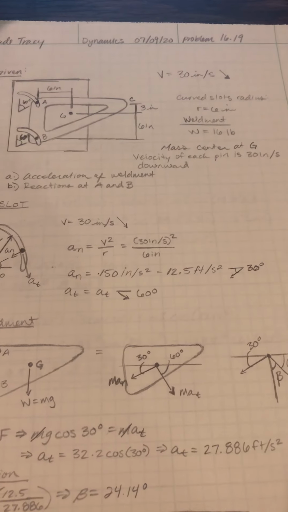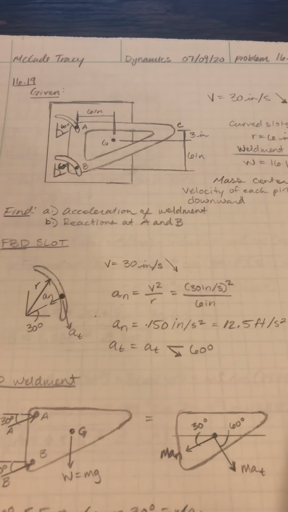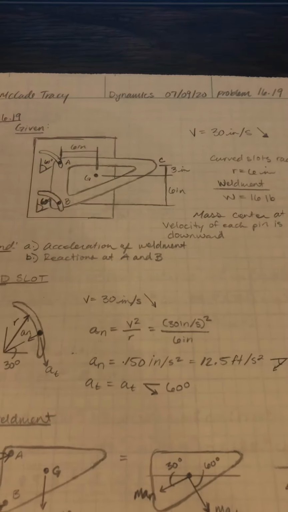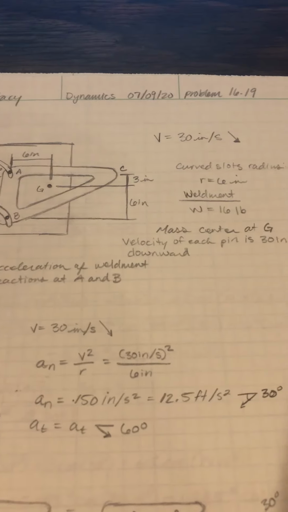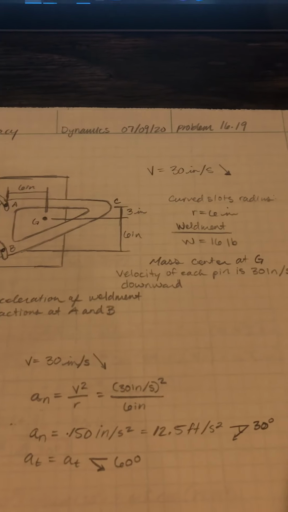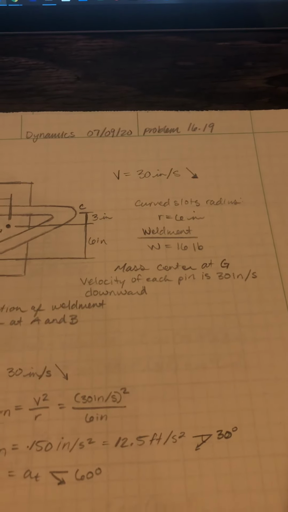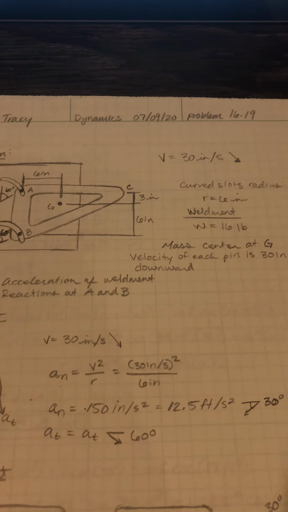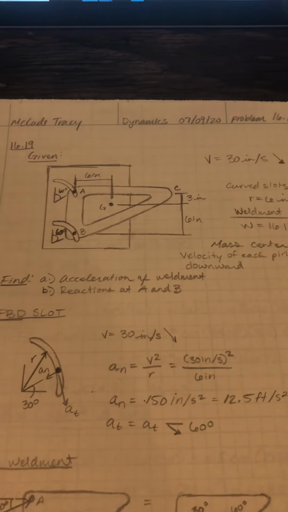Next problem, we have this triangular weldment that is connected at these two slots. We know that the velocity of each pin is equal to 30 inches per second downward along the slots. The slots have a radius of 6 inches and the weldment weighs 16 pounds. So the mass center is point G there. And we are being asked to find the acceleration of the weldment and the reactions at A and B, much like the first question.